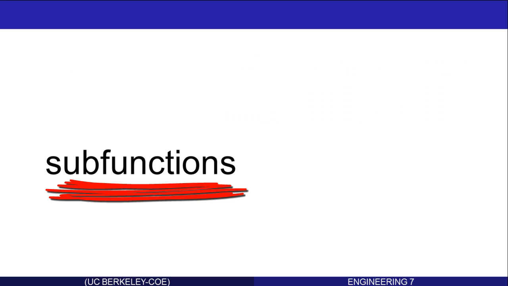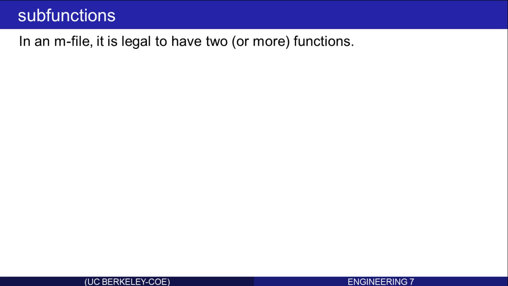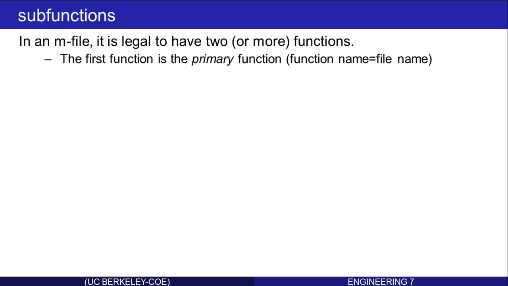Subfunctions are in the same spirit as anonymous functions, a convenience feature that in some circumstances allows us to structure our code in a more readable and organized manner. So what are subfunctions? When we learned mfile functions in the previous module, we were writing one function per mfile. It turns out it's okay to have two or even more functions. The first function I'll call the primary function. That's the function whose name is the same as the file name. The second, third, and so on are called subfunctions.